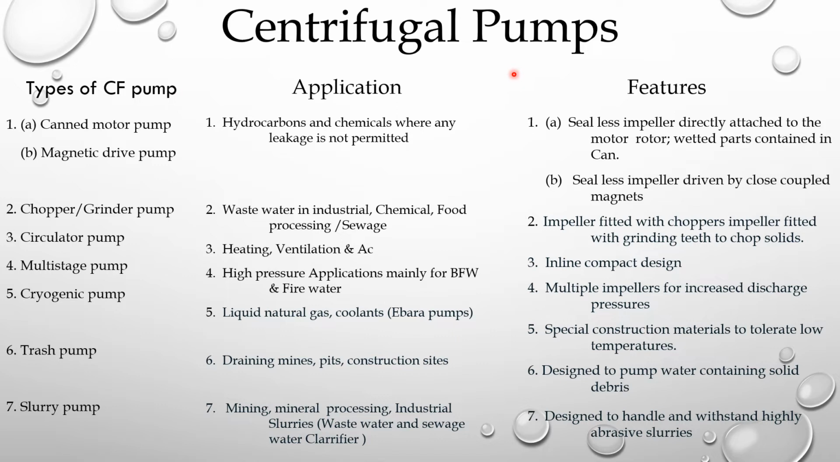Now we can see the centrifugal pump types, applications and features. Canned motor pumps and magnetic drive pumps are both used for hydrocarbons and chemicals where no leakage is permitted. This is used for critical operation of hydrocarbons and toxic chemicals. The canned motor pump has a sealless impeller directly attached to the motor rotor, with wetted parts contained in the can. Here also leakage is very low, so it is used for hydrocarbons and chemicals.